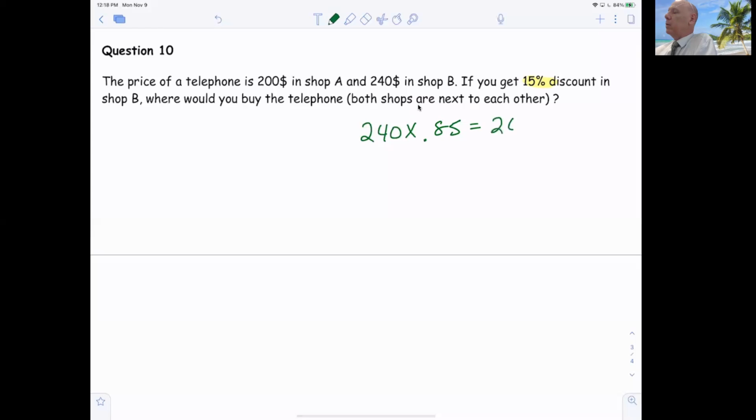How much? So it really doesn't matter where you buy it? Shopping at store A would be better, because it only costs what?